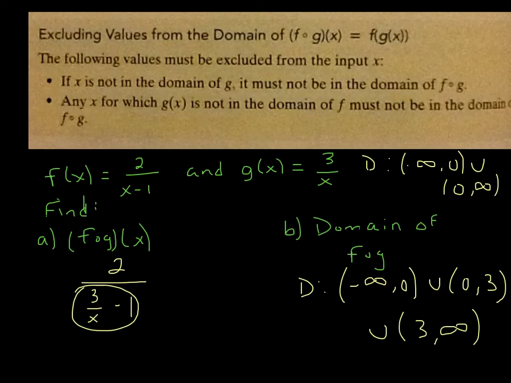I can't use 0 in the composition because 0 is not part of the domain of g. It wouldn't give me an output to put in here. And now because of the new function, I also have to throw out the value of 3 because that would make this new denominator equal to 0 as well.